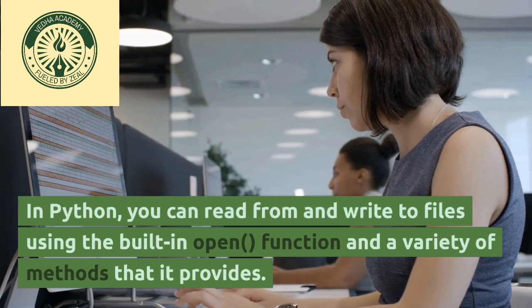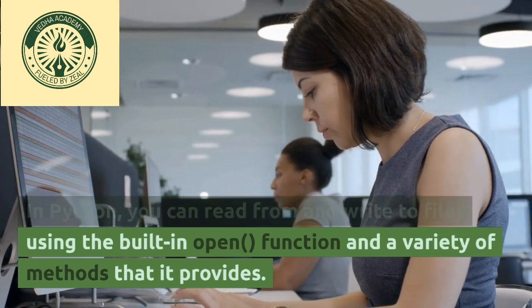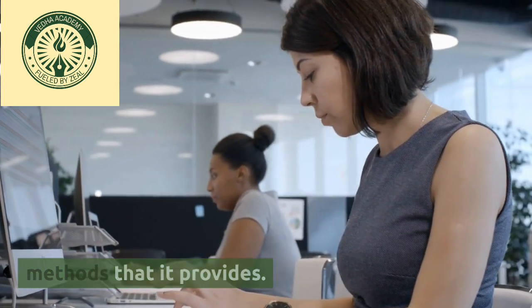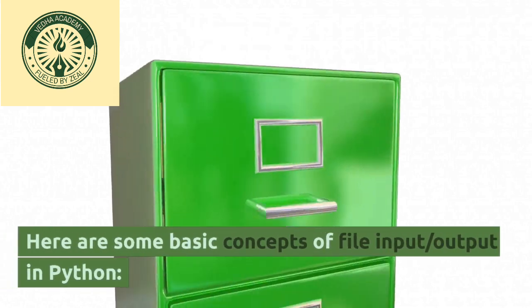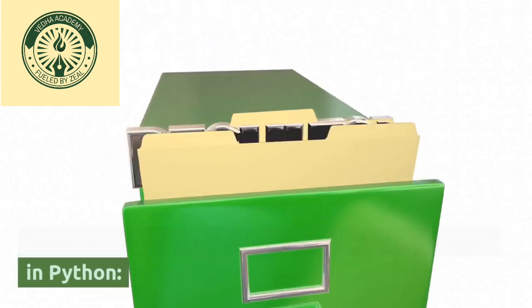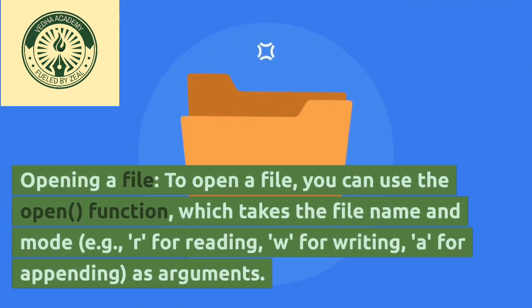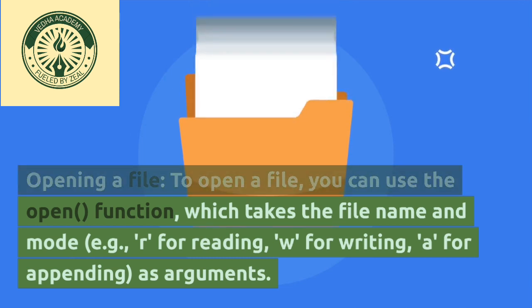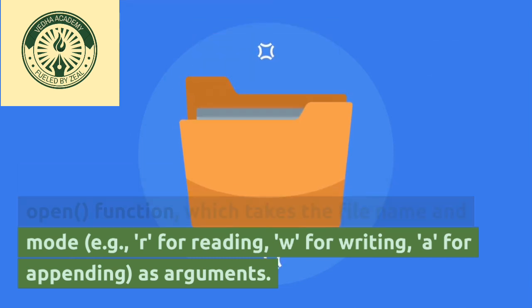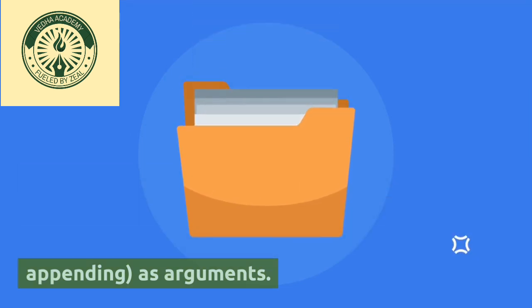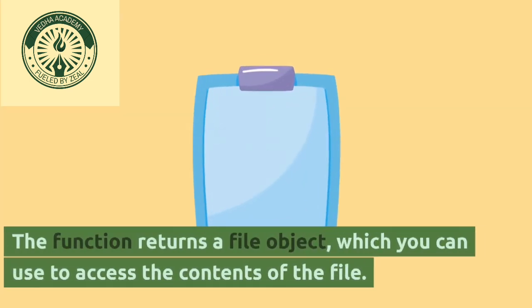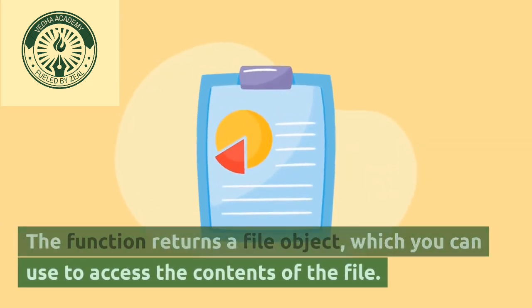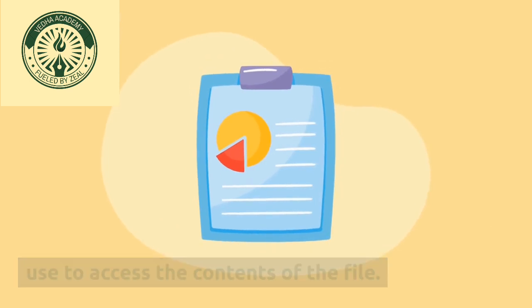and communities. In Python, you can read from and write to files using the built-in open function and a variety of methods that it provides. Here are some basic concepts of file input, output in Python. Opening a file. To open a file, you can use the open function, which takes the file name and mode, e.g., R for reading, W for writing, A for appending, as arguments. The function returns a file object, which you can use to access the contents of the file.